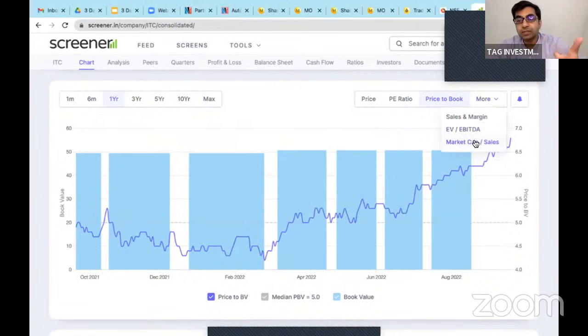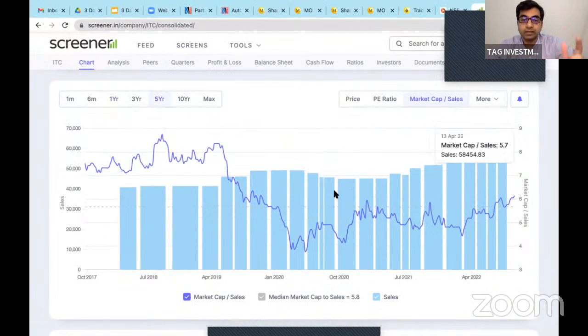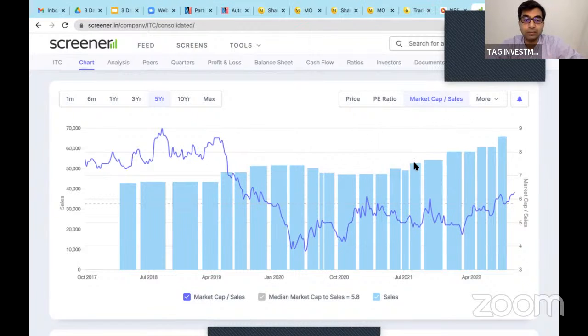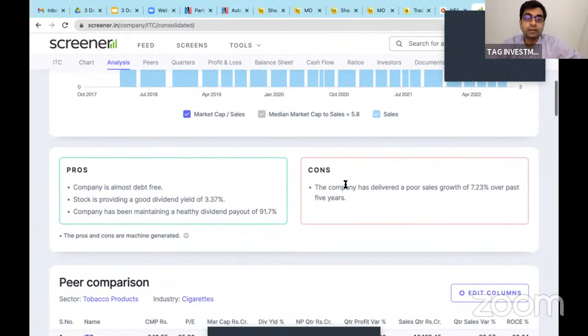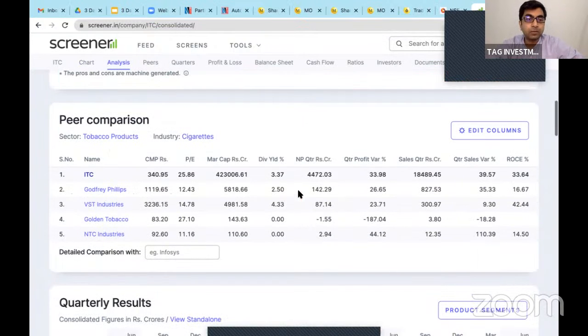So the inference is something which you need to make at your own end, but this is how you can read the charts, the market cap to sales, so on and so forth. You can read these charts at your own will. These are the pros and cons of a company. You can see the peer comparison. It's mainly an Indian tobacco company, known for manufacturing cigarettes. So what are the other players in the market which are listed? You can get the view from here.